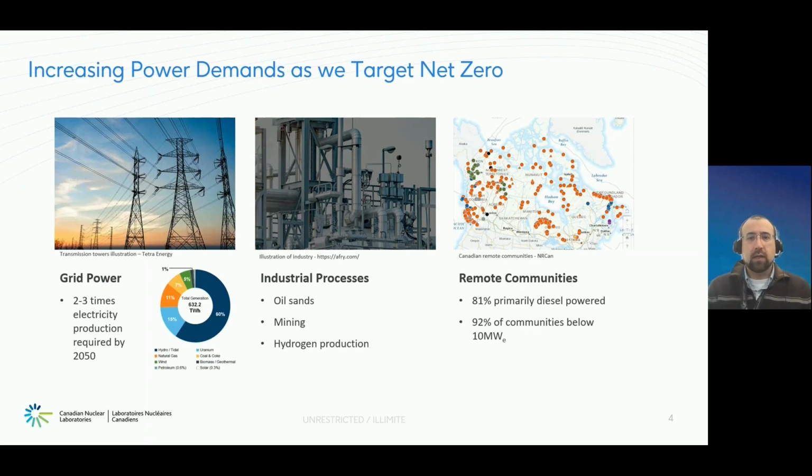Canada also has a number of remote communities that are very reliant on fossil fuels. All of these will be a challenge to decarbonize in the years ahead, and we really do need all the tools in our toolbox.